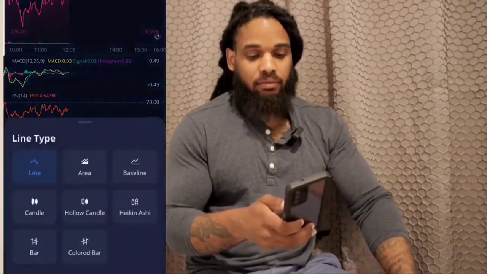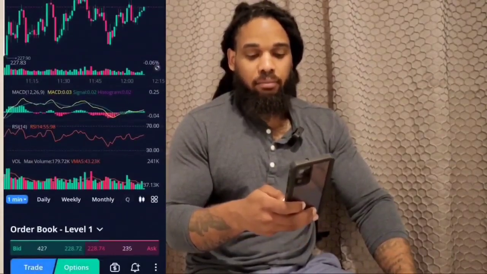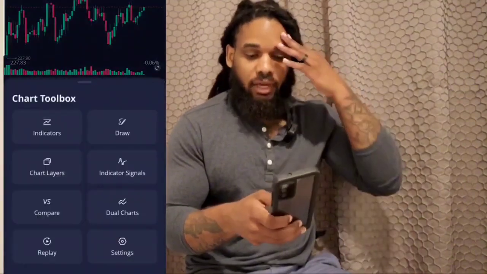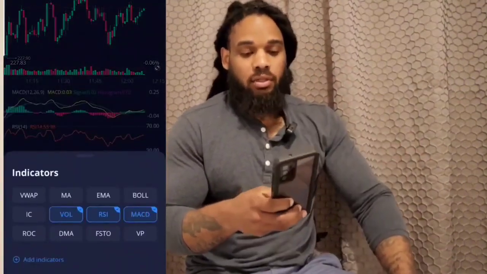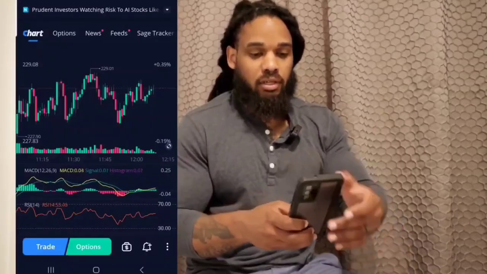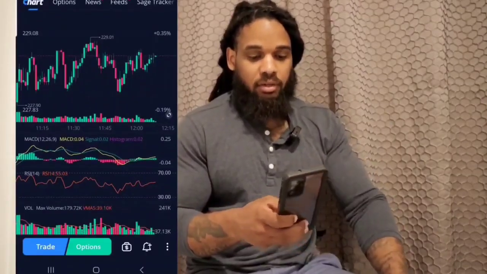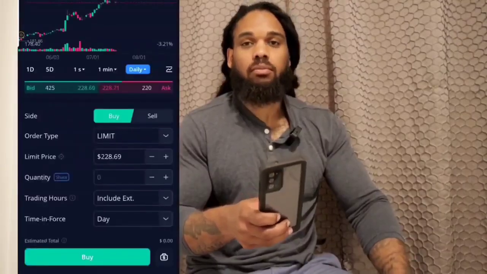And you could change it back if you like to do candle version. In addition, you also have a button next to that button where you could look at indicators. So in order to trade, we're going to hit the trade button here, and it's going to ask to put in our password if we have a password on Webull.